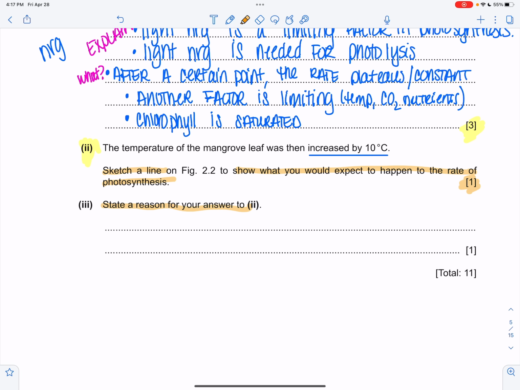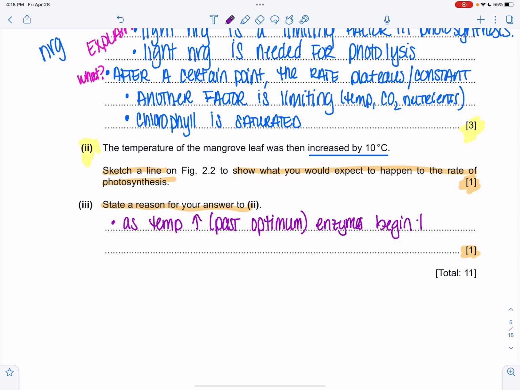State a reason for your answer. So temperature increase, or if you have an increase in temperature past the optimum, enzymes begin to denature. With denature underlined, which means it needs to be there.